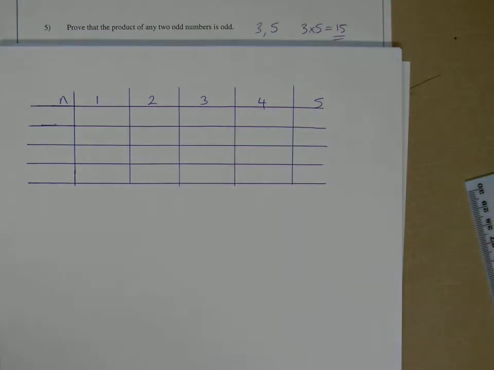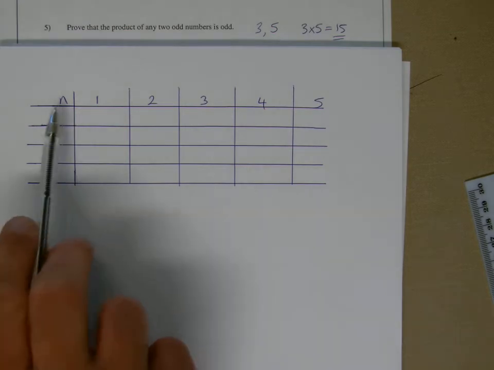That's for one pair, but of course there's an infinite amount of other pairs. You could have 11 and 13 times them, and that will come out as odd as well. But we want to prove it for all pairs of odd numbers. When we times them together, the answer is odd. In order to do that, we need to look at it algebraically.